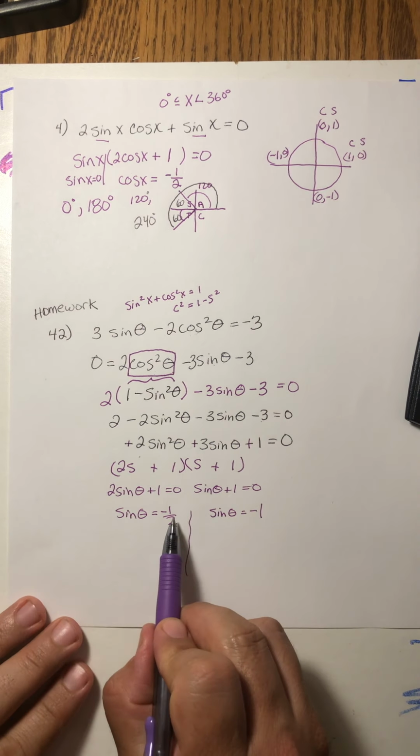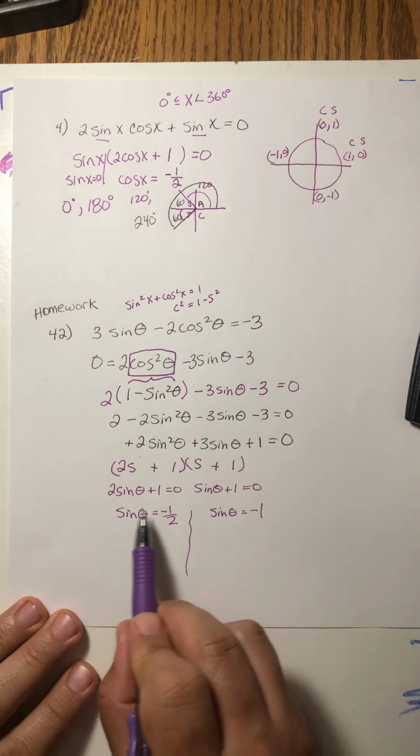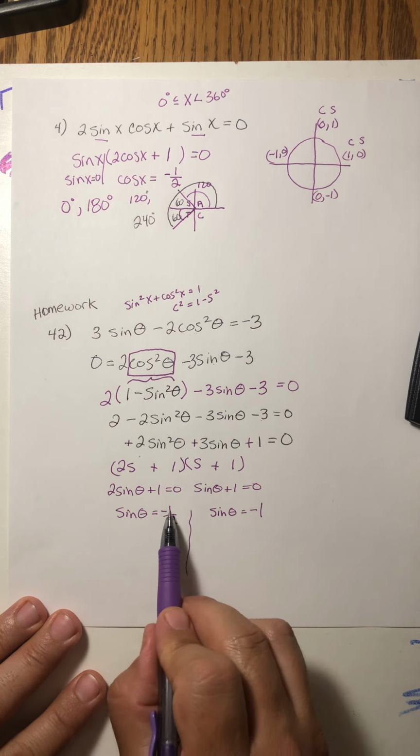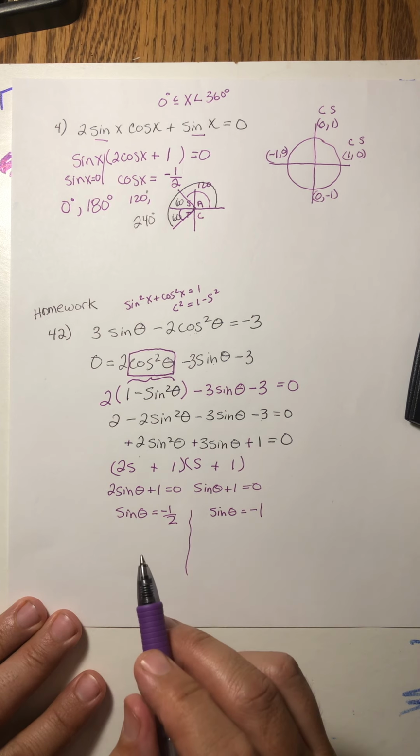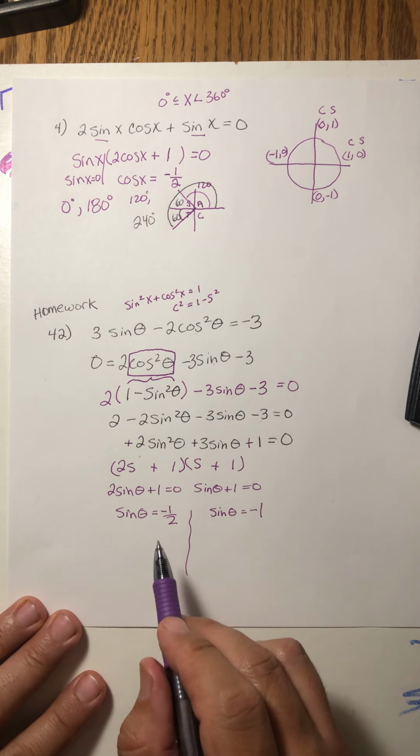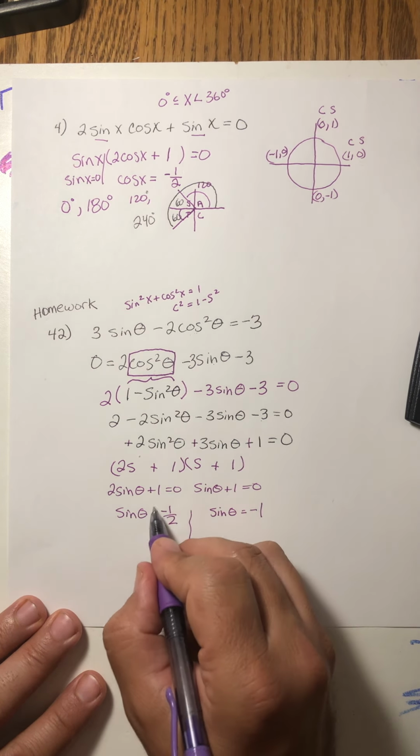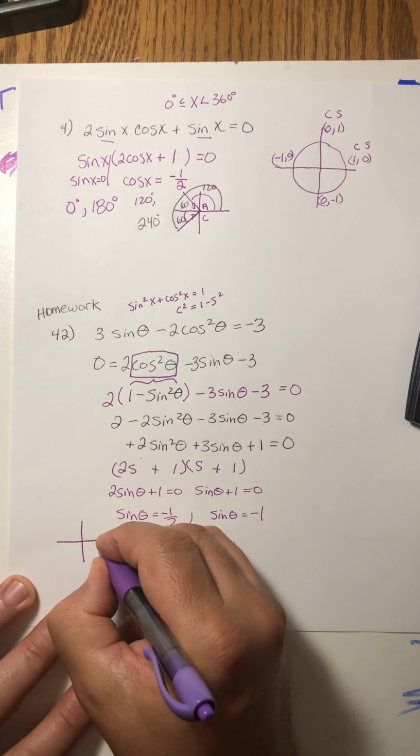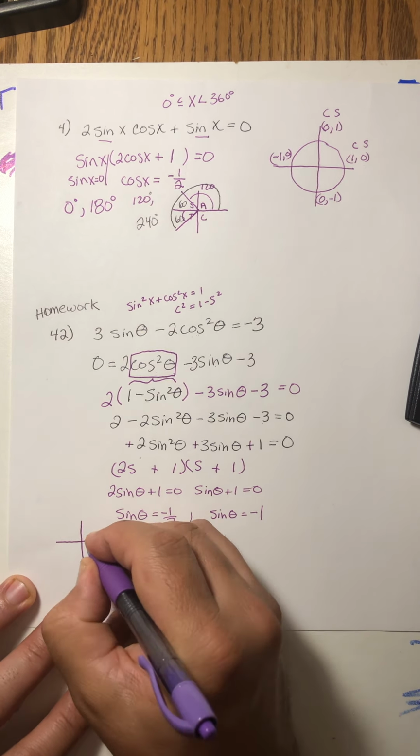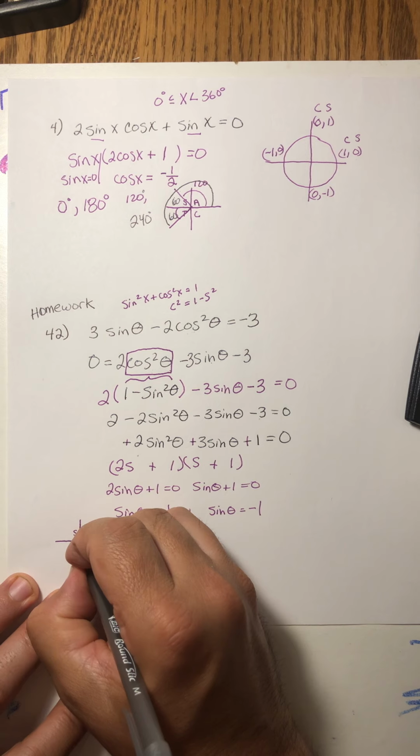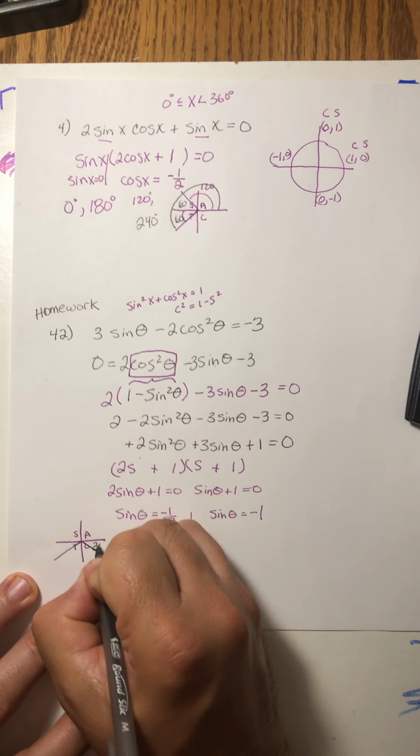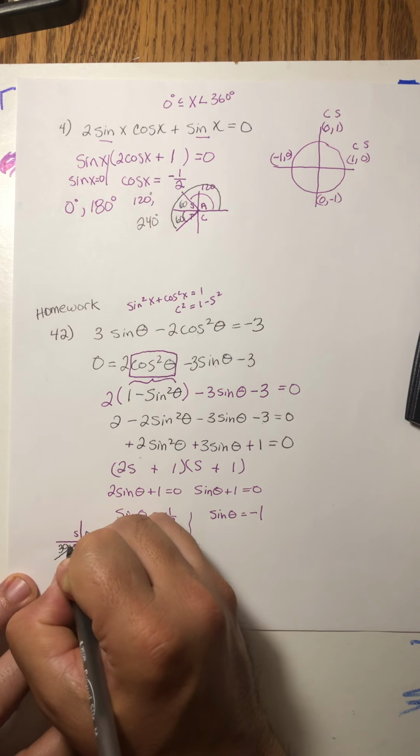Let's take care of this side first. If I ignore the negative sign, the sine of what angle is equal to 1/2? 30 degrees. That needs to be memorized. But because it's negative, what quadrant is the 30 degrees in? That's right, we're in quadrants 4 and 3. So we have 30 degrees here and 30 degrees here.